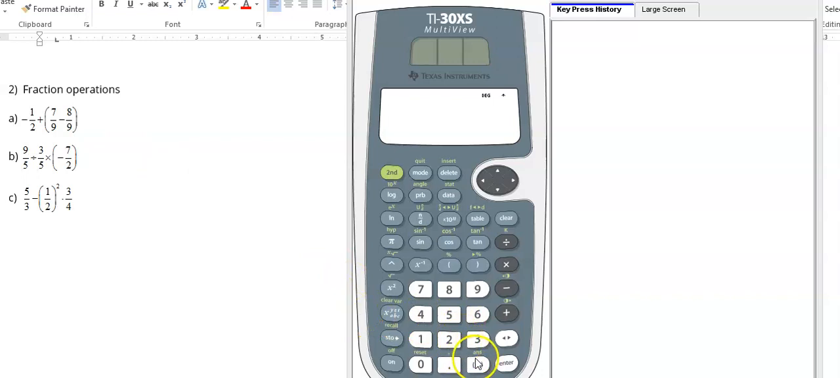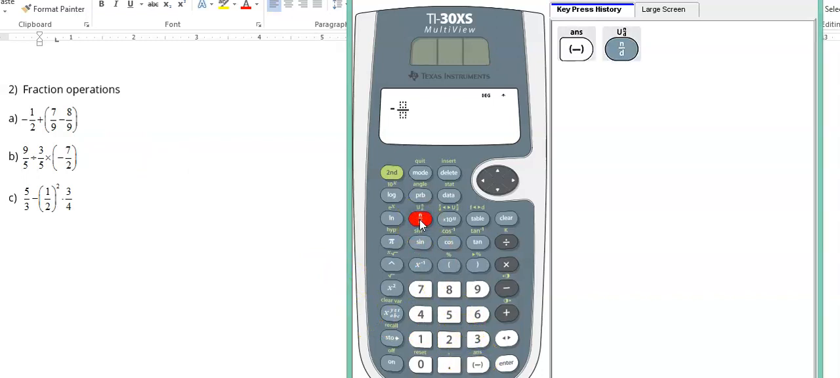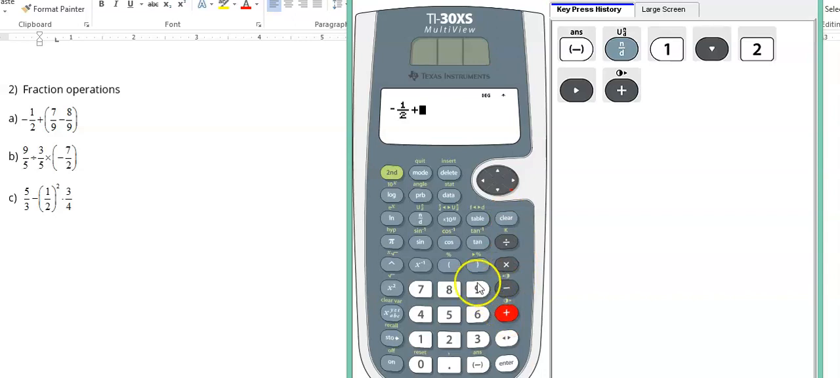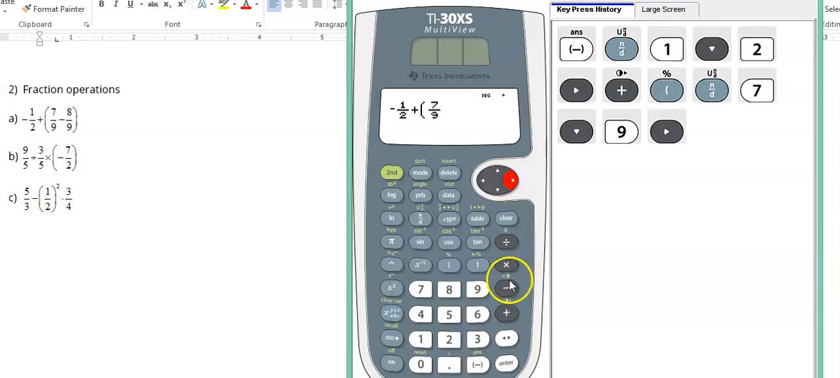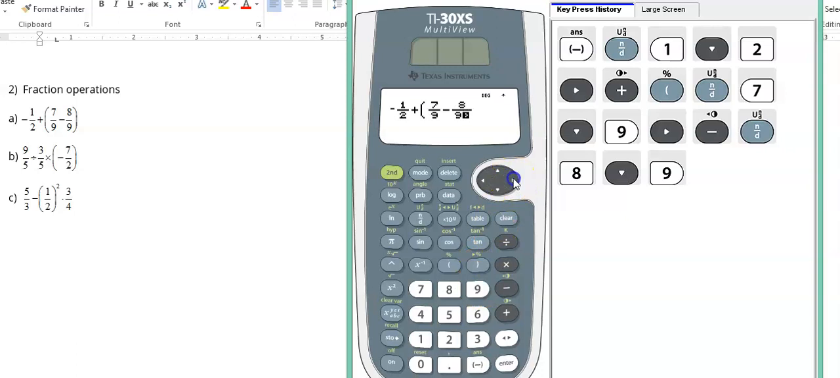I'm going to hit the negative button first for 1/2, and then I'll hit the fraction button. So there's our negative 1/2 plus, now we have parentheses right here. So I'm going to do open parentheses. We have 7/9 minus 8/9, and then we need to close the parentheses. Okay, so I'm going to double check that it looks identical, and our result is negative 11/18.